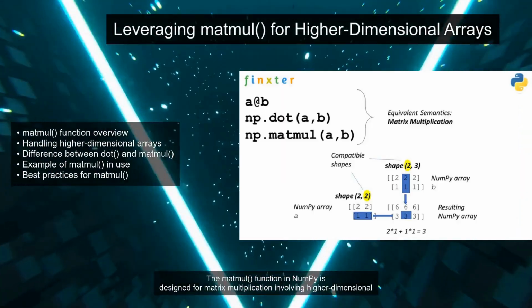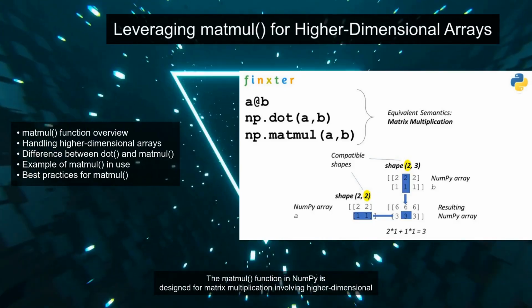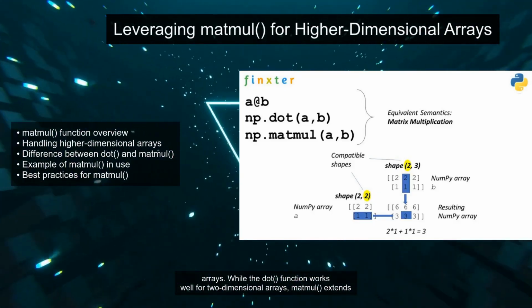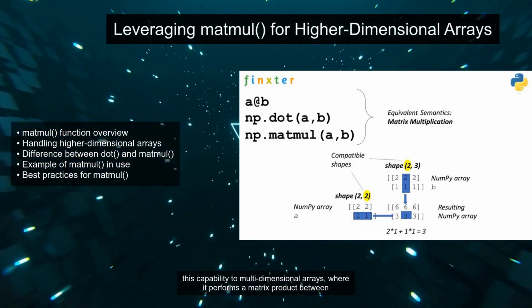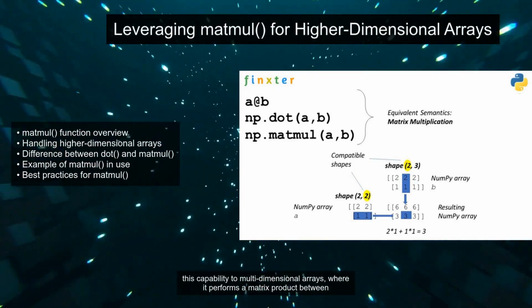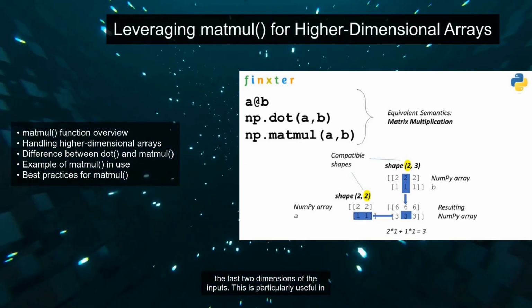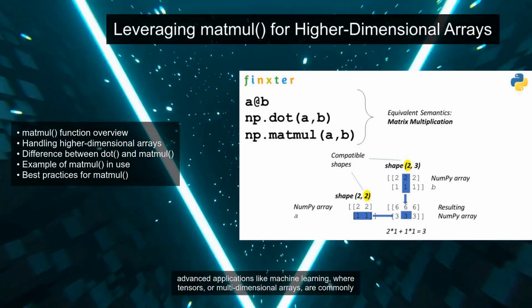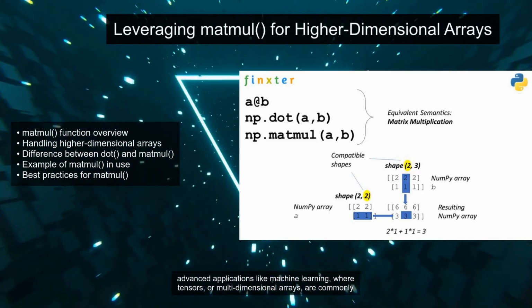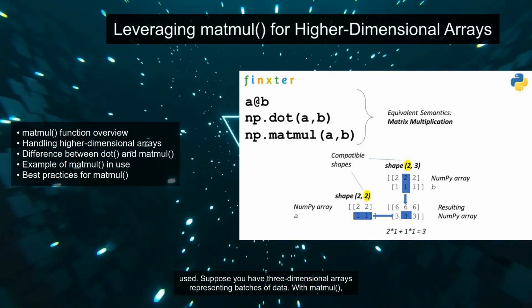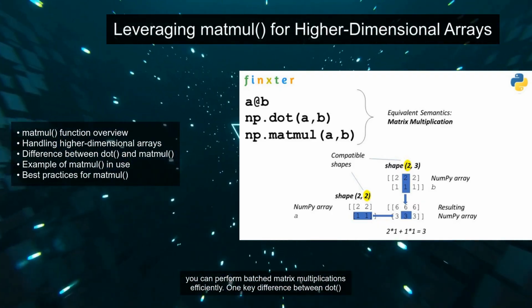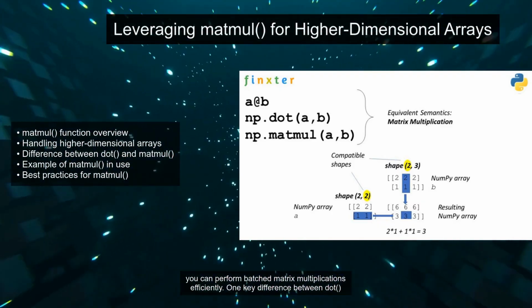The matmul function in NumPy is designed for matrix multiplication involving higher dimensional arrays. While the dot function works well for two-dimensional arrays, matmul extends this capability to multi-dimensional arrays, where it performs a matrix product between the last two dimensions of the inputs. This is particularly useful in advanced applications like machine learning, where tensors, or multi-dimensional arrays, are commonly used. Suppose you have three-dimensional arrays representing batches of data. With matmul, you can perform batched matrix multiplications efficiently.